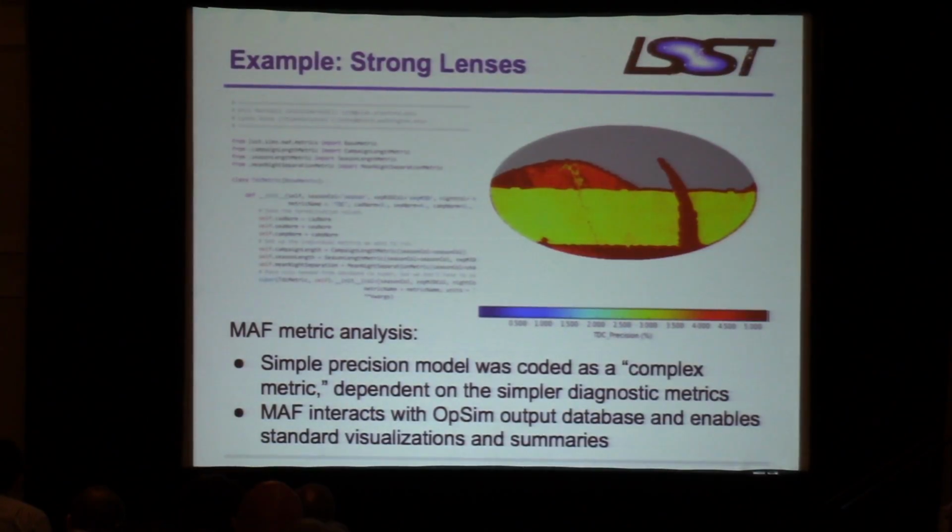So with Lynn Jones' help, we took the model from the paper and made 3 diagnostic metrics and 1 complex metric that depends on those metrics that tells me what's the expected mean precision on a measured time delay. And in fact, that's the map that you can see on the screen here. That's answering the question, if there was a lens quasar at this point on the sky, what's the expectation value for the precision on the time delay there?